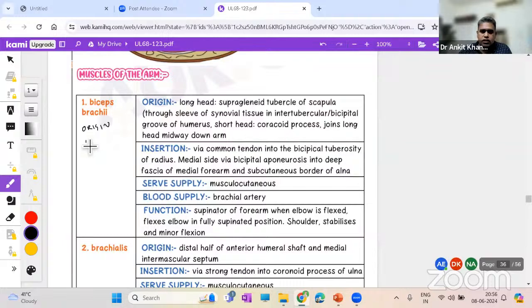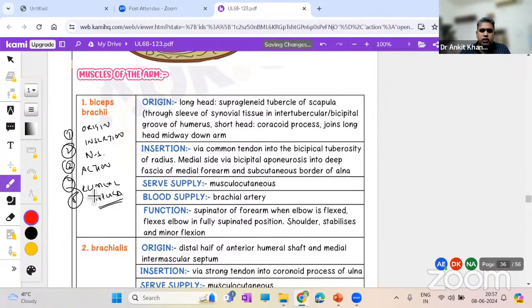Then after origin, you can write the insertion. Then you should know which nerve is supplying that muscle. Then you should know the action. These are the four major points, and if you can apply it, you can do the clinical applied part of that muscle. So these are 5-6 points that you need to know: origin, insertion, nerve supply, action, and clinical applied.